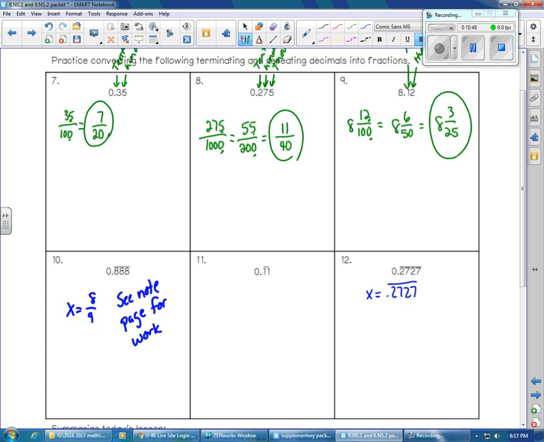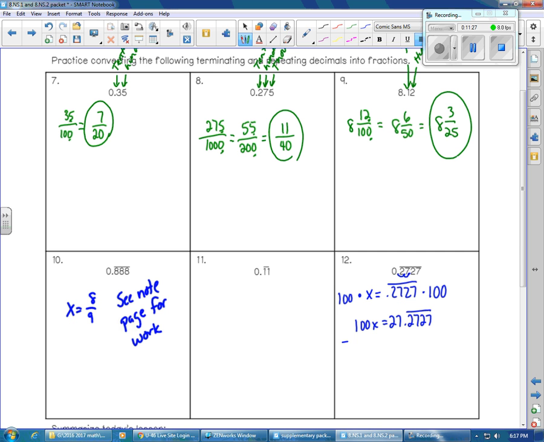Now notice if I move my decimal just 1 over, I'll get 2.727, and so that's not it. I need to move my decimal 2 to the right because I need that whole 27 to be in front of my decimal place. So I'm going to multiply both sides of my equation by 100. And when I do that, I get 100x equals 27.2727, repeating.